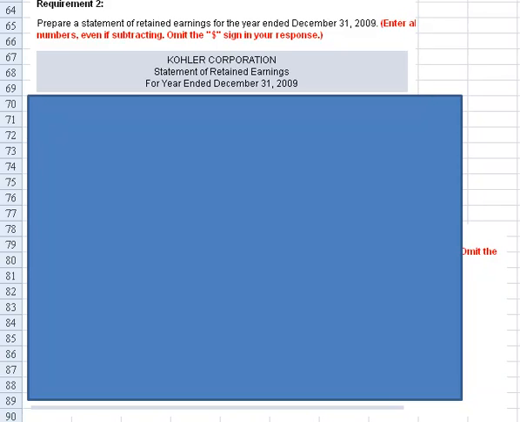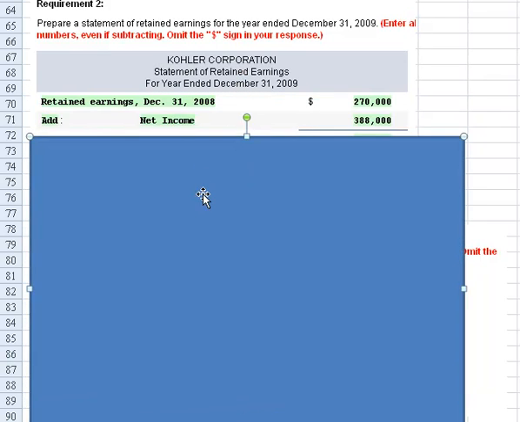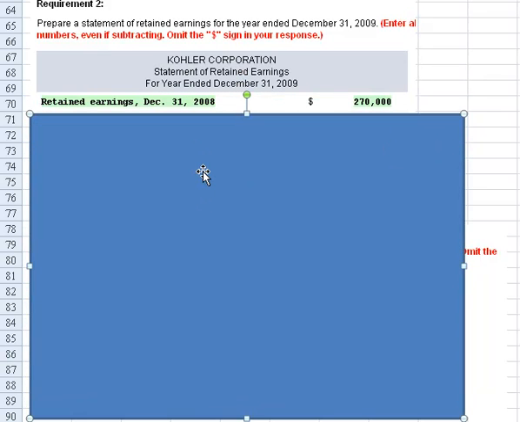Okay, now let's tackle the second requirement on this problem, where they've asked us to prepare a statement of retained earnings for the year ended December 31st. We're dealing with the Kohler Corporation, as you know from the previous presentation, and we put together the statement of retained earnings for the year ended December 31st. Well, what's on the statement of retained earnings? It's essentially a reconciliation of retained earnings.